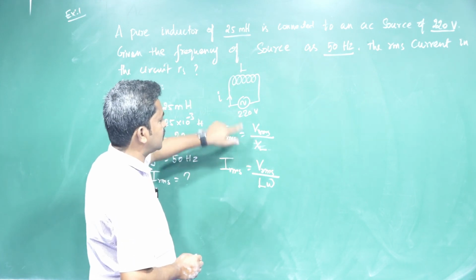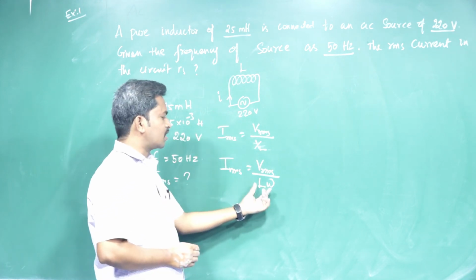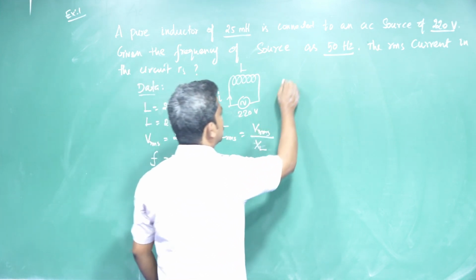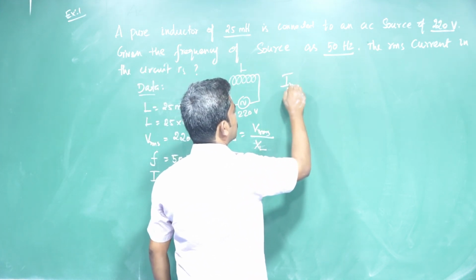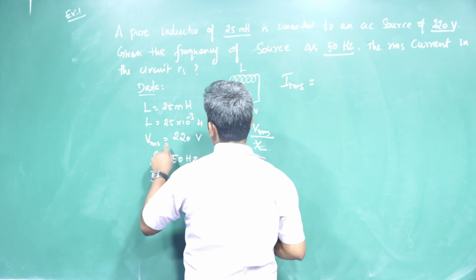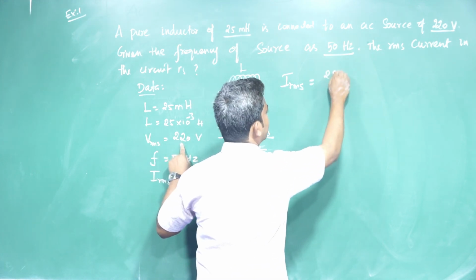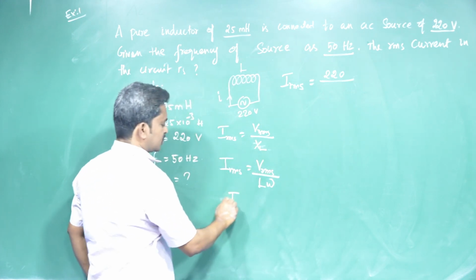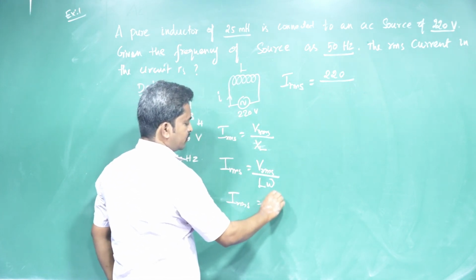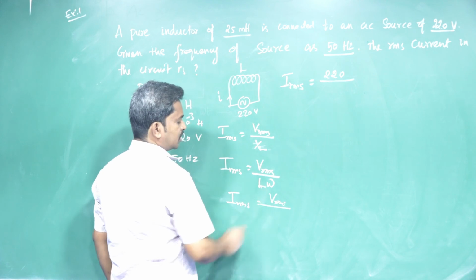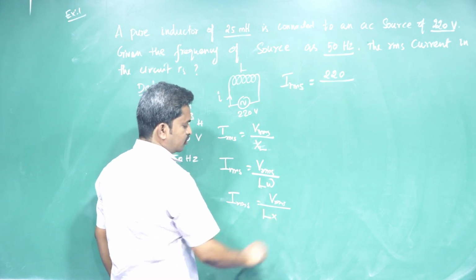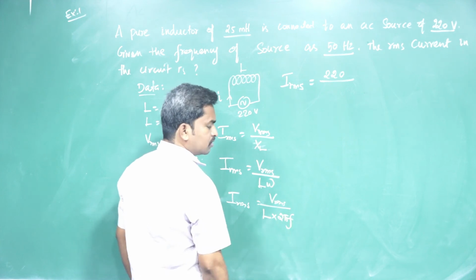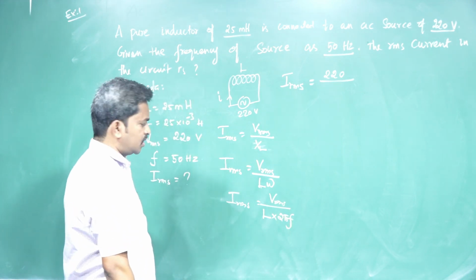The source is an alternating source. First of all, I want to calculate this L omega value. You know well the VRMS value. So IRMS is equal to VRMS, which is 220, divided by L omega. L is a constant, and omega is equal to 2 pi f.